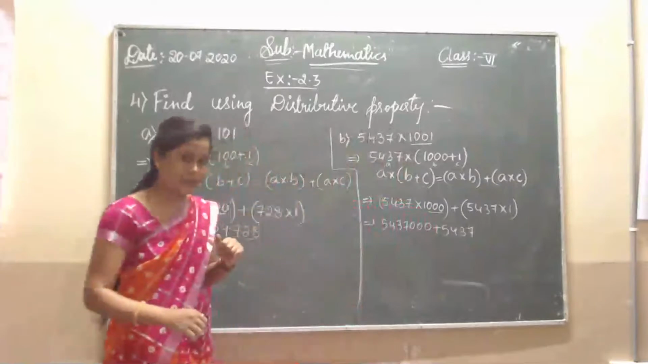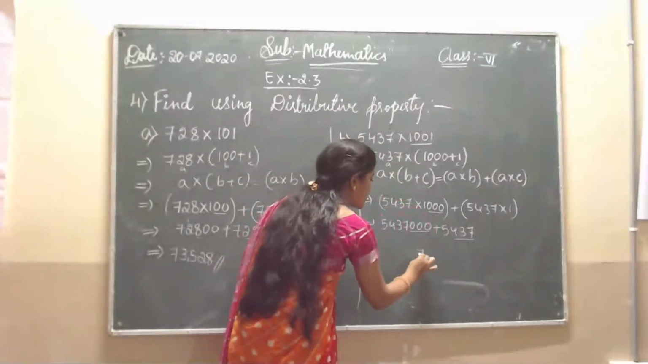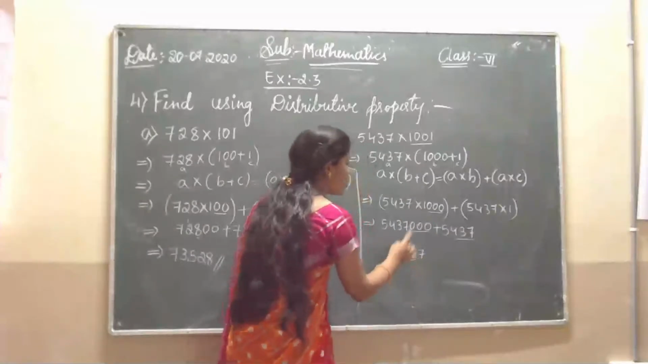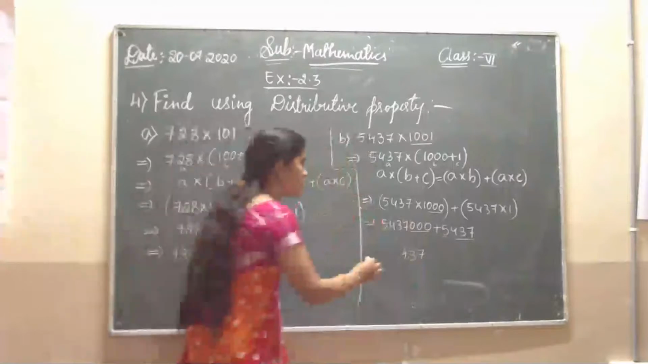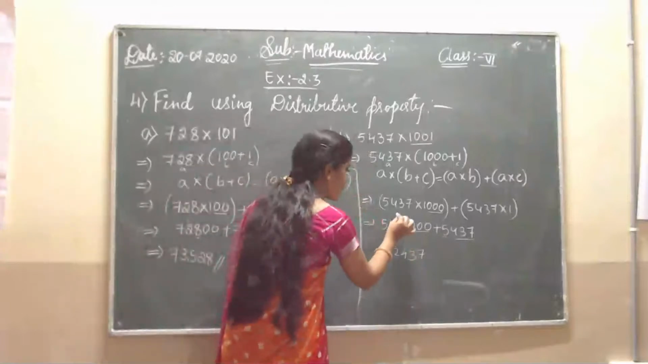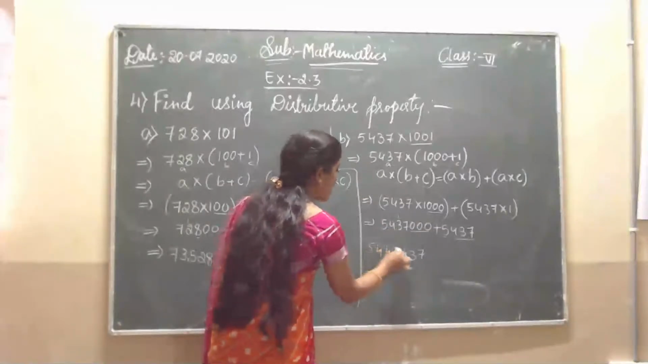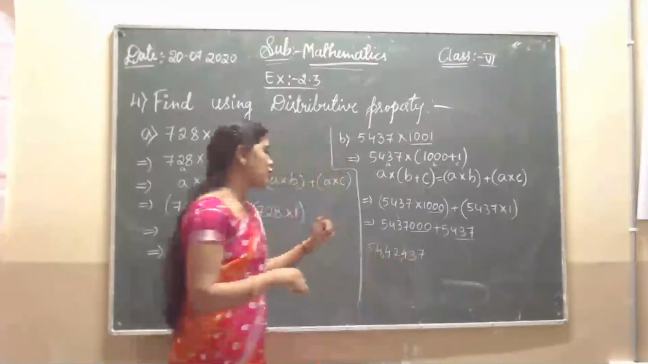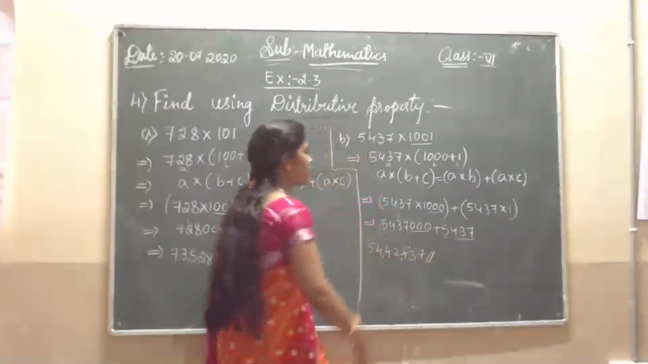Now add this. First, here there are 3 zeros, here 3 numbers, write as it is: 7, 3, 4. Now the remaining one number here is 5. 5 plus 7, 12, 2, 1 carry, 3 plus 1, 4, 4 as it is, 5. Here, 5,442,437. This is your answer.